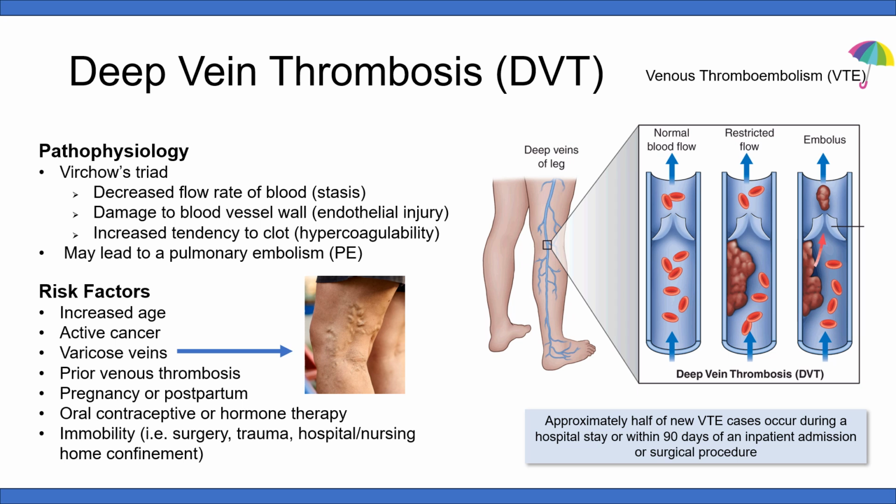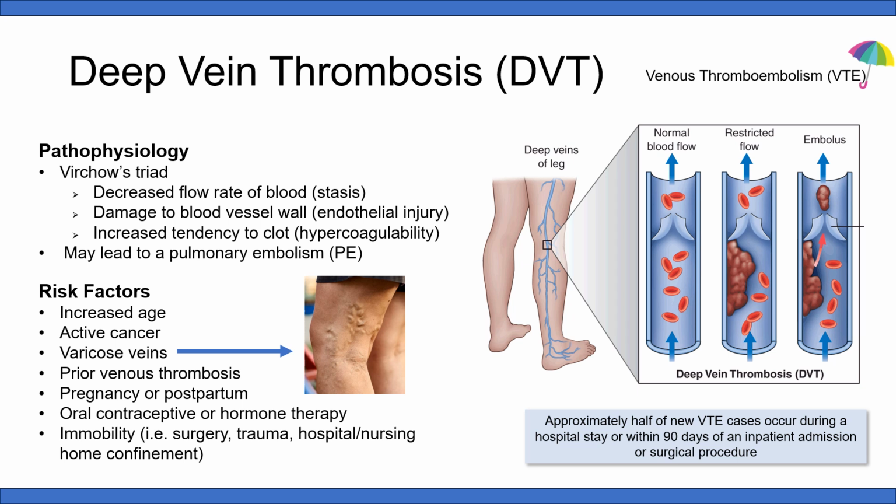Damage to blood vessel wall. If you have any type of endothelial injury, say you had hypertension or prolonged hyperglycemia, like you have diabetes, that can cause damage to the endothelium of your blood vessels. And then increased tendency to clot for whatever reason, hypercoagulability. If you have these three things, then you're likely very high risk to have a DVT. DVTs can lead to pulmonary embolism. That's when the blood clot breaks off, travels up the vessels all the way up to the lungs, and then it obstructs blood flow there, which is bad.